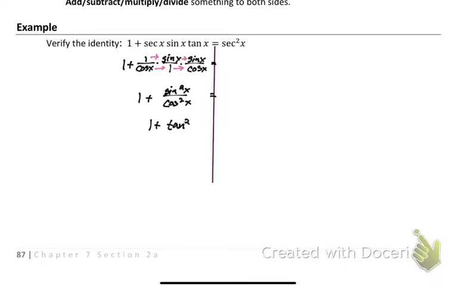Hold the phone. I have a 1 and a tangent squared. That probably has a Pythagorean identity. What does 1 plus tangent squared equal? It equals secant squared. And now what we have to do is say, I'm not going to rewrite secant squared over and over and over. I'm just going to put a little arrow and go, those things are equal. Got it. Put a little check mark. That's it. Nailed it. So the one good thing about verifying is you know what you need to get to.